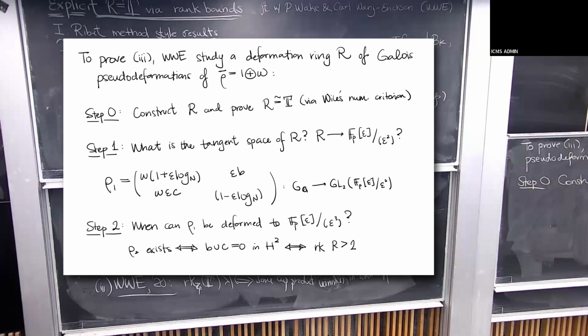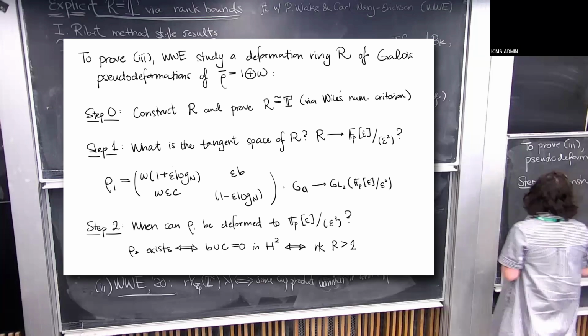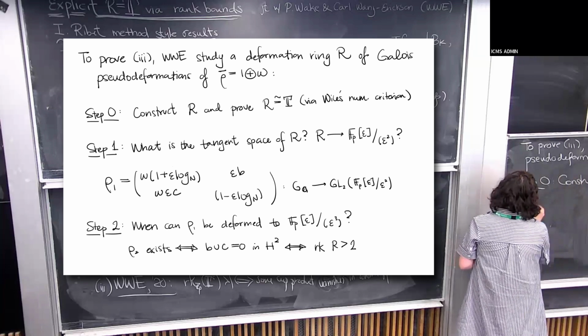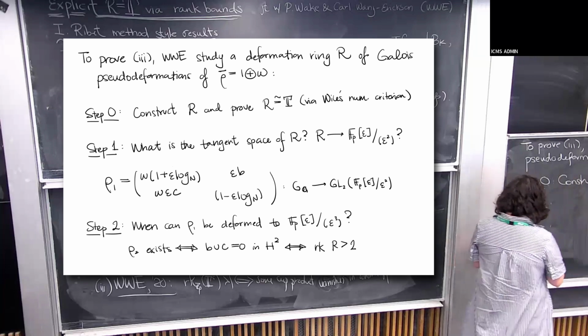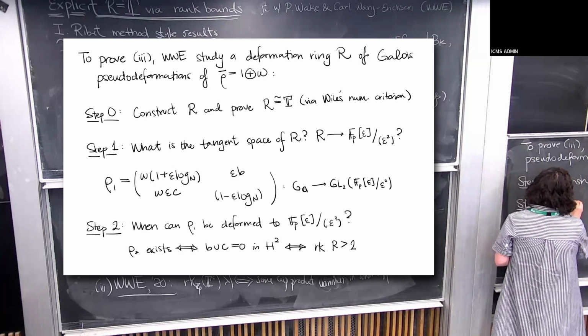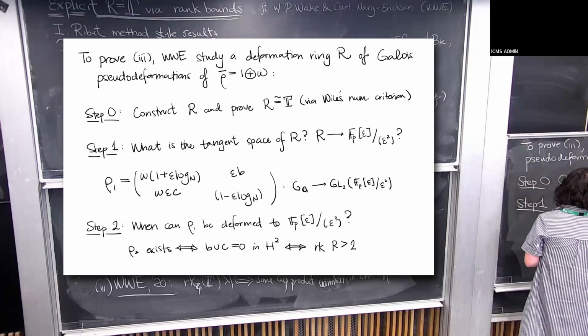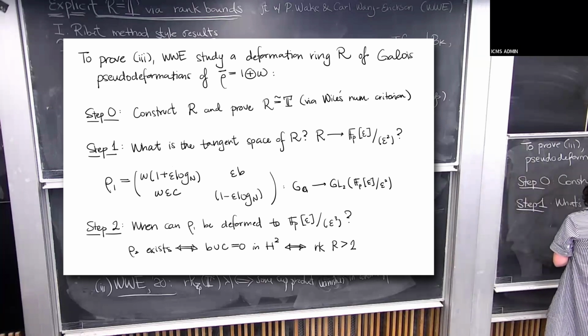And so again, since we're in the residually reducible case, it's tricky no matter what, but the construction and dealing with R is quite nuanced. And so once we have this R equal T, the second step is to ask, well, what's the tangent space of R? So specifically, we want our maps from R into the ring of dual numbers over Fp.